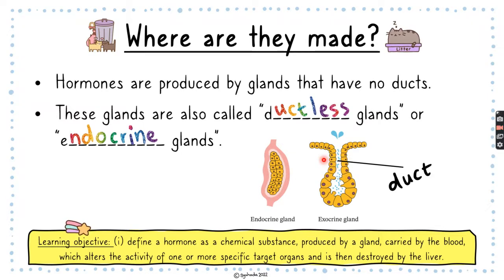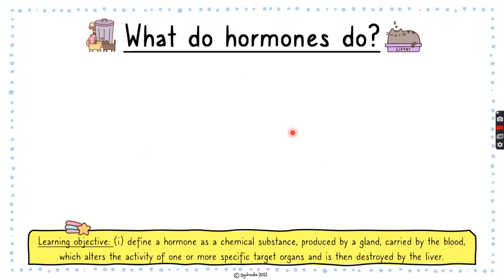You do know one duct, like the bile duct. That one has a duct, a little tube. And for endocrine glands, there is no duct. They are just surrounded by blood capillaries, and that is how the hormones are transported. So endocrine glands are what we call ductless glands. There are other ones called exocrine glands that actually have a duct. We're focusing on endocrine glands, aka ductless glands, today.